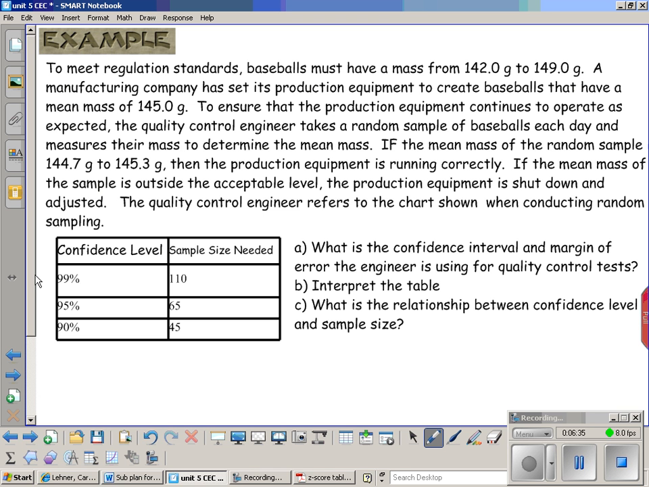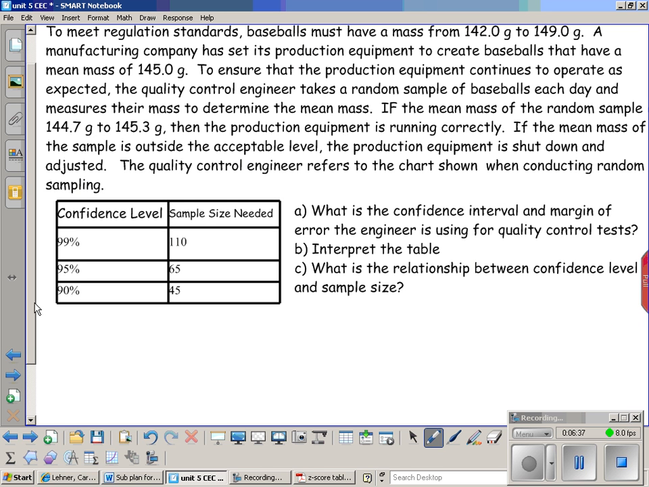Well, our interval is what they are allowing the sample to be between. They are allowing it to be anywhere from 144.7 to 145.3. So that is our confidence interval, because that's the interval of measurements it is allowed to have.